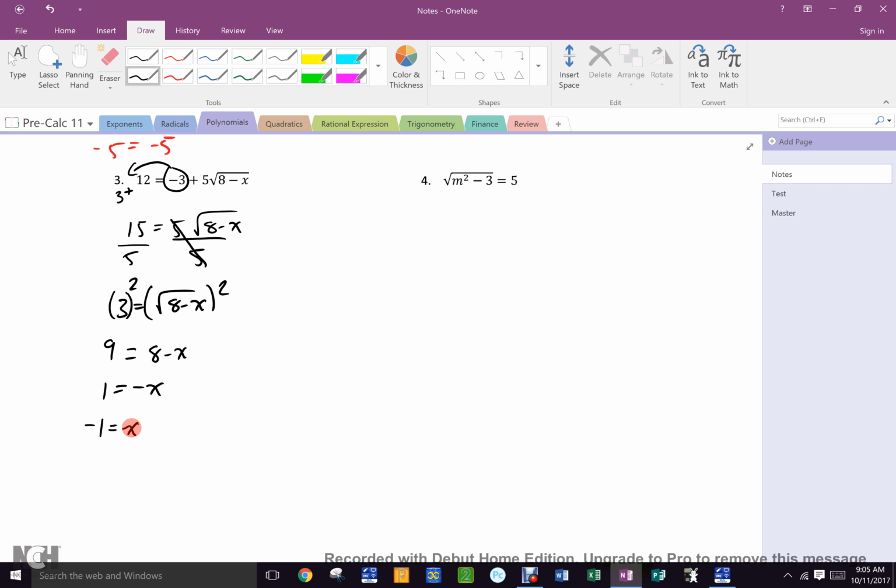So let's check. Go back to the beginning. What is 8 minus minus 1? 9. 8 plus 1. What is the square root of 9? 3. What is 3 times 5? 15. Is negative 3 plus 15 12? So is this the right answer? Yes.